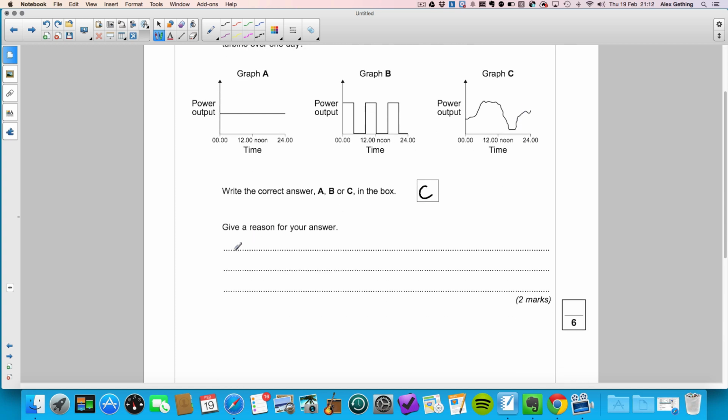So second mark is asking you to explain that, and all you need to say there is that wind is not constant, or that the wind strength will vary throughout the day for your second mark. Okay.